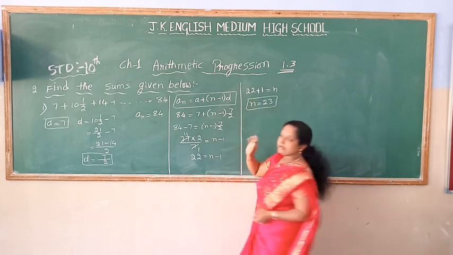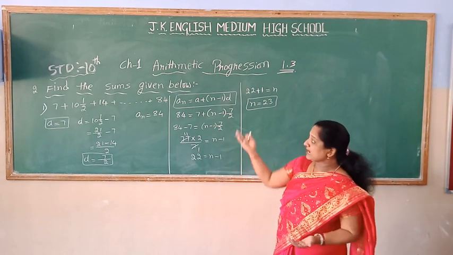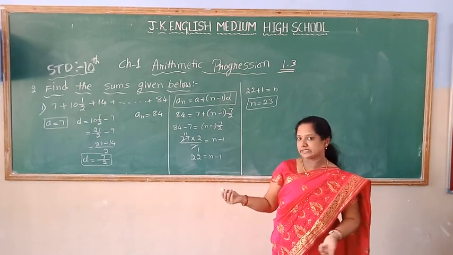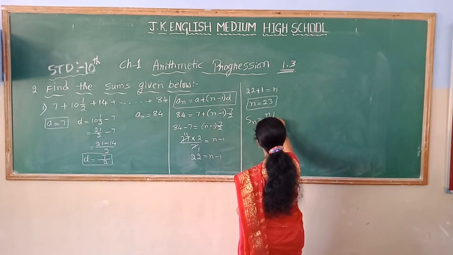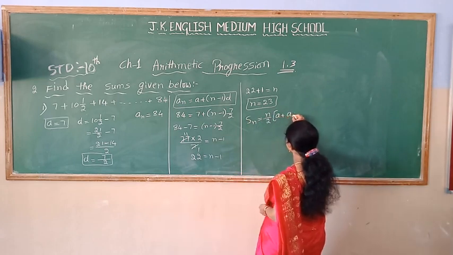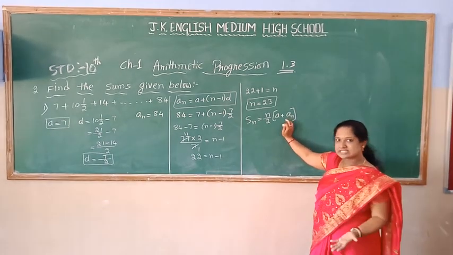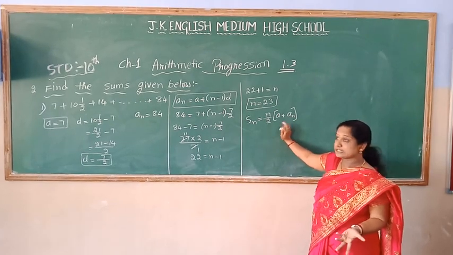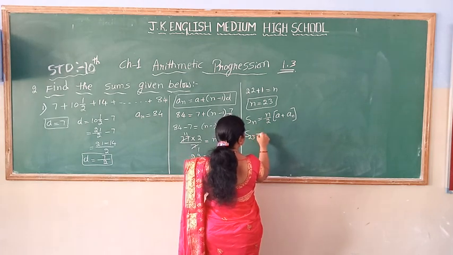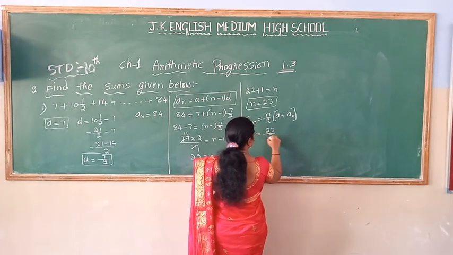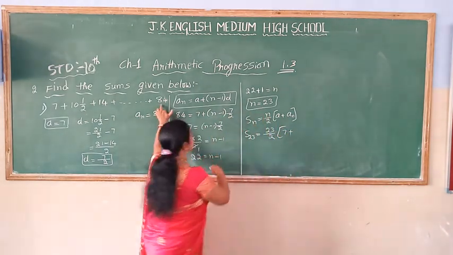After knowing the value of n, I can find the sum of all the terms of this AP. Which formula can I use, since I know the last term? Sn is equal to n by 2 into a plus an. In place of an I can also write l, the last term. When we know the last term, I can use this formula and easily find the sum of n terms. The n value here is 23, so the sum of 23 terms I have to find. N is 23 by 2, a value I know is 7, the last term, the nth term, I know is 84.